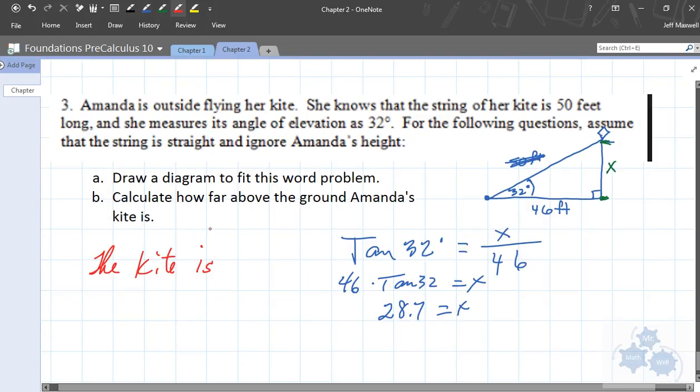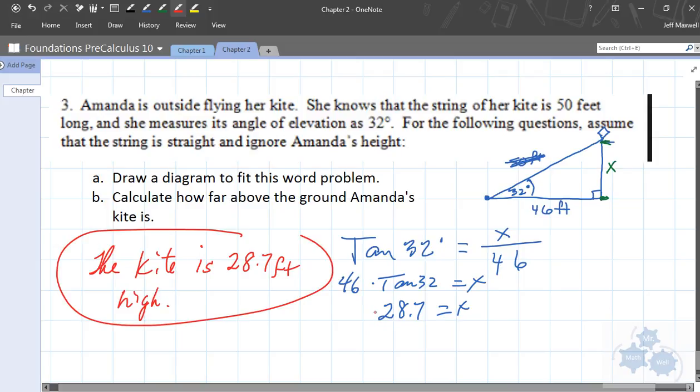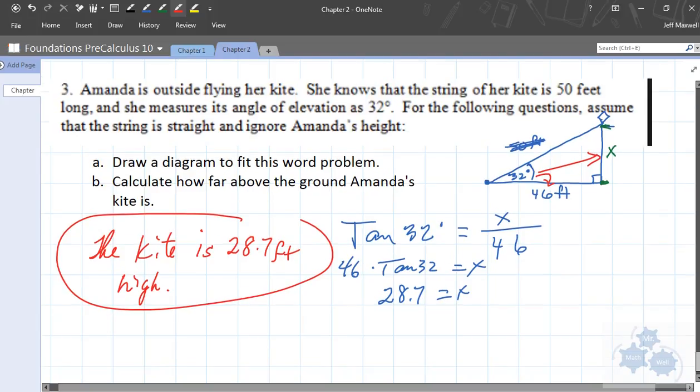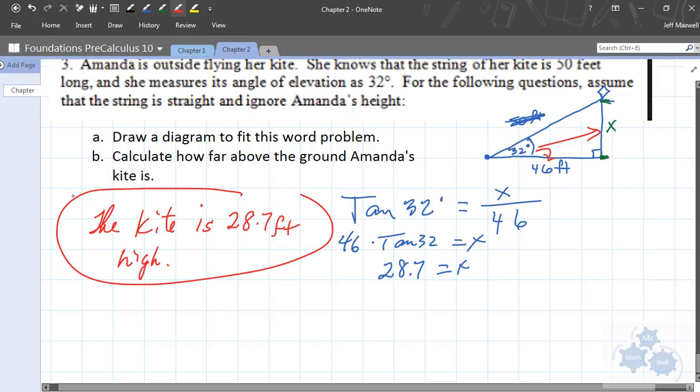The kite is 28.7 feet high. Okay, for B. So again, your tan ratio here, opposite side is x, adjacent side is 46. Please show your work like this. Don't skip any steps. That's B. Here's A over here.